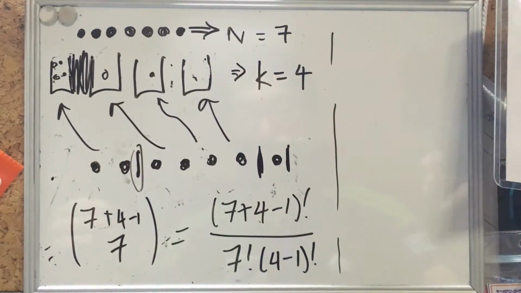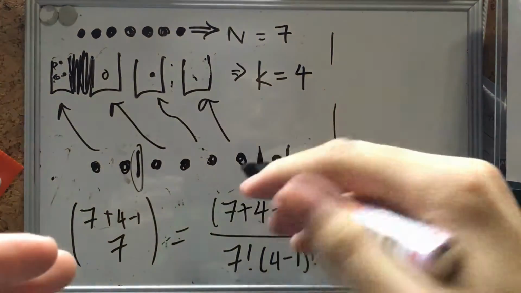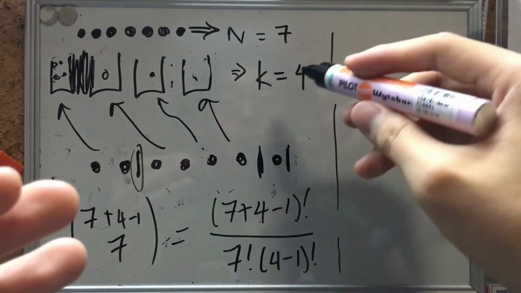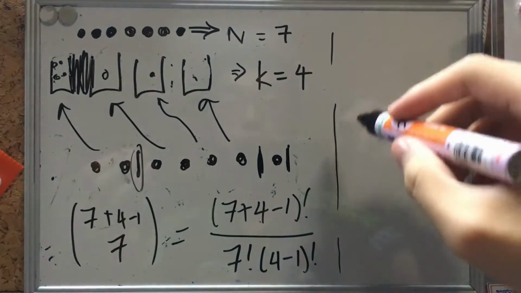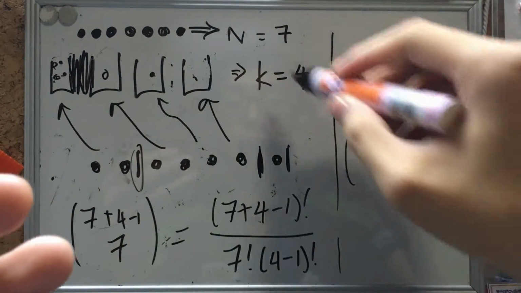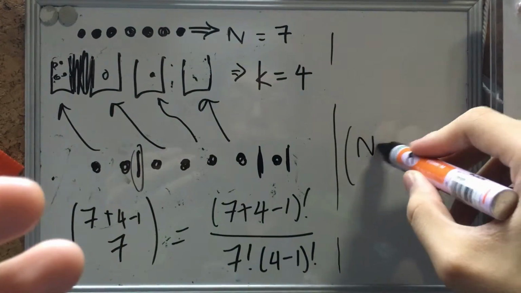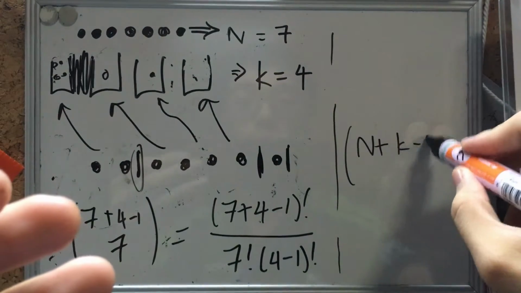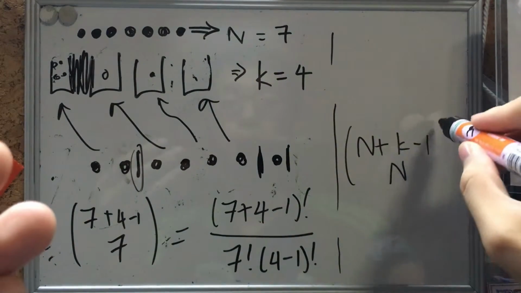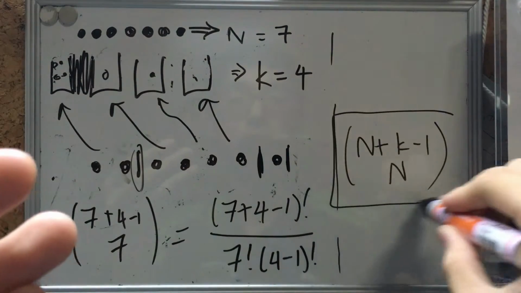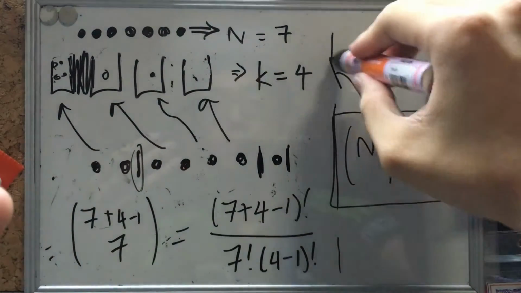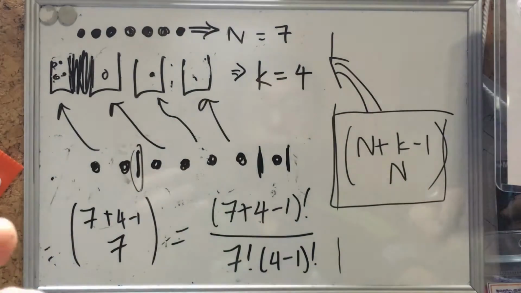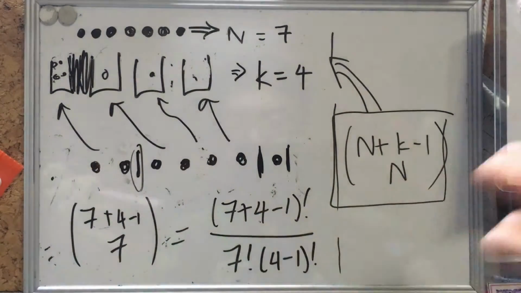I'm not going to go into much detail about how you can generalize it, but from here it should be pretty clear. You can see that the total number of ways should be the number of balls, which is n, plus the number of baskets, which is k, minus 1, choose the number of balls, or choose n. So this would be the answer to this particular problem, but this is in a general form, right? And so hopefully that helps.